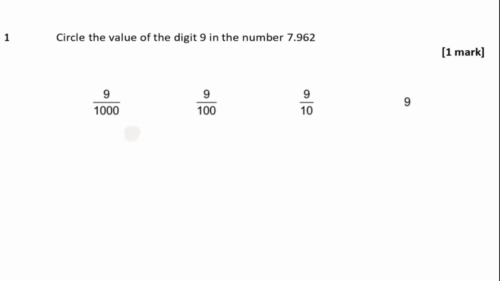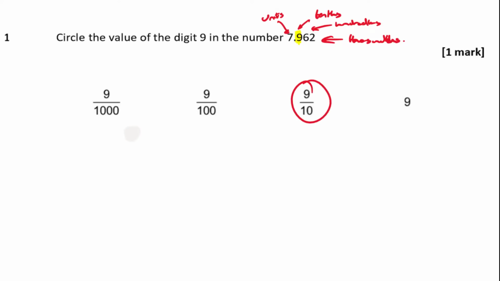Question 1. Circle the value of the digit 9 in the number 7.962. So you can see the 9 here. It's in the position directly to the right of the decimal point. This one is units, isn't it? Whole numbers. And then if you were going left of that, you get tens, hundreds, thousands. To the right of the decimal point, that first one is tenths. Tenths. And then you get hundredths. And thousandths, don't you? Okay, so the one we want is in the tenths column, and if I got 9 of them, then I've got 9 tenths, haven't I?